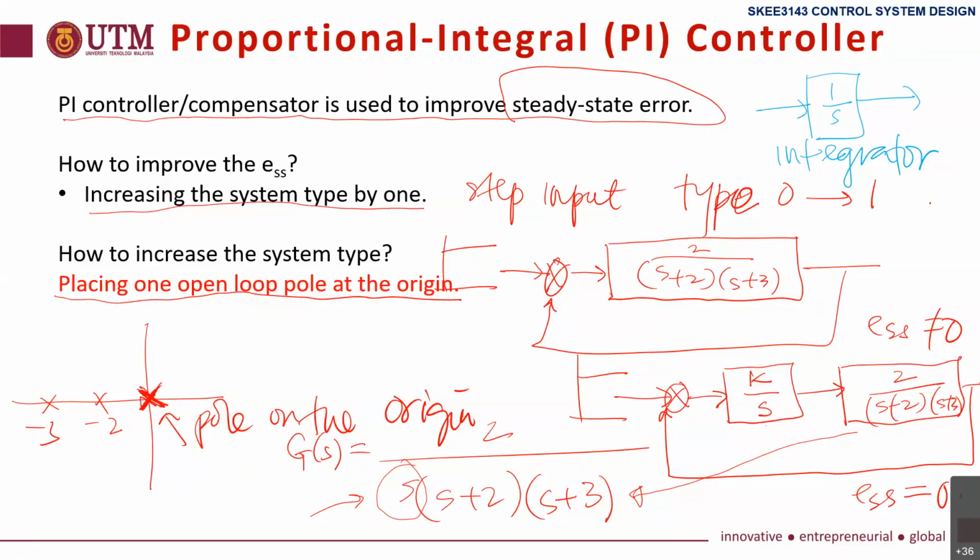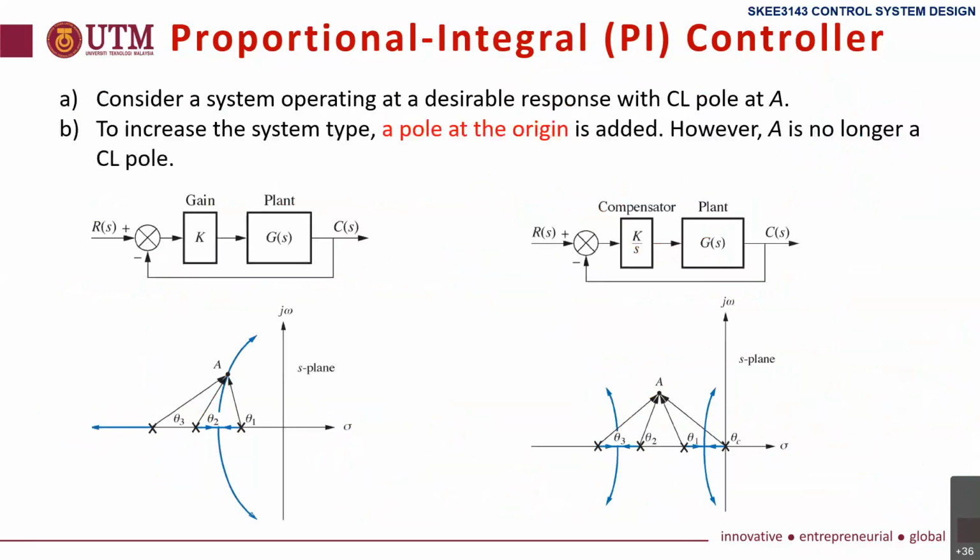However, we can see later in the next slide, by adding a pole at the origin, that will affect the transient response. Overshoot, settling time, peak time will be affected if we add a pole at the origin. So this is shown here.